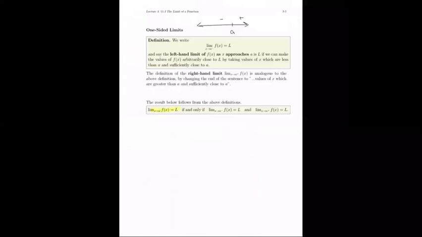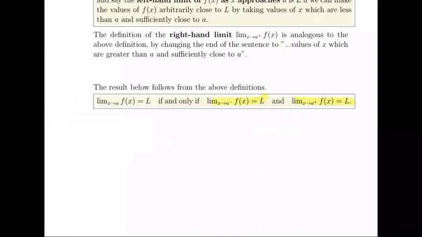This limit is equal to L if and only if this limit equals L and this limit equals L. These are the same values. This is L and this is capital L. This is not capital L and capital M. These two values have to be equal, right? That's what this rule is telling us. Not only do these two limits exist, but they're equal to the same value. They're both equal to L.